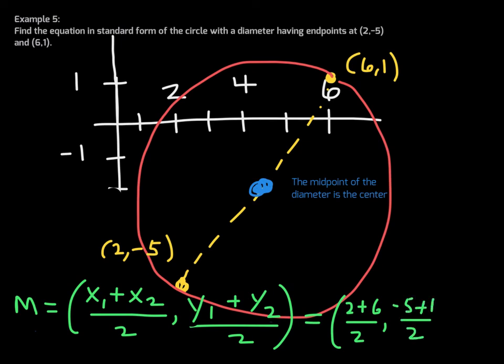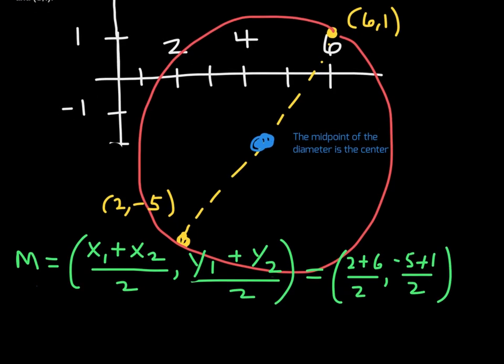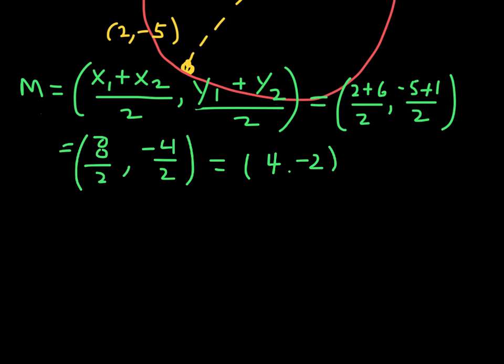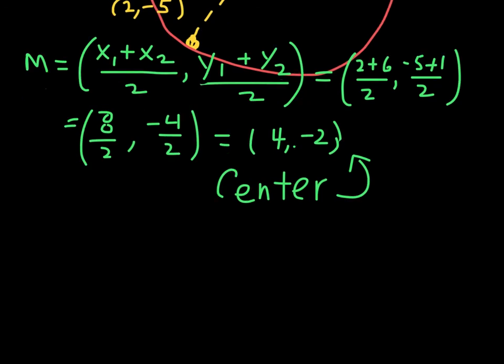And divide by 2. All right, let me move this up. What we get right here is going to be the center, okay? So you're going to get 8 over 2, comma, -4 over 2. So our center is going to be 4, comma, -2. This is our center, you guys, which is the midpoint of the diameter of the circle, okay? Cool, we have our center.